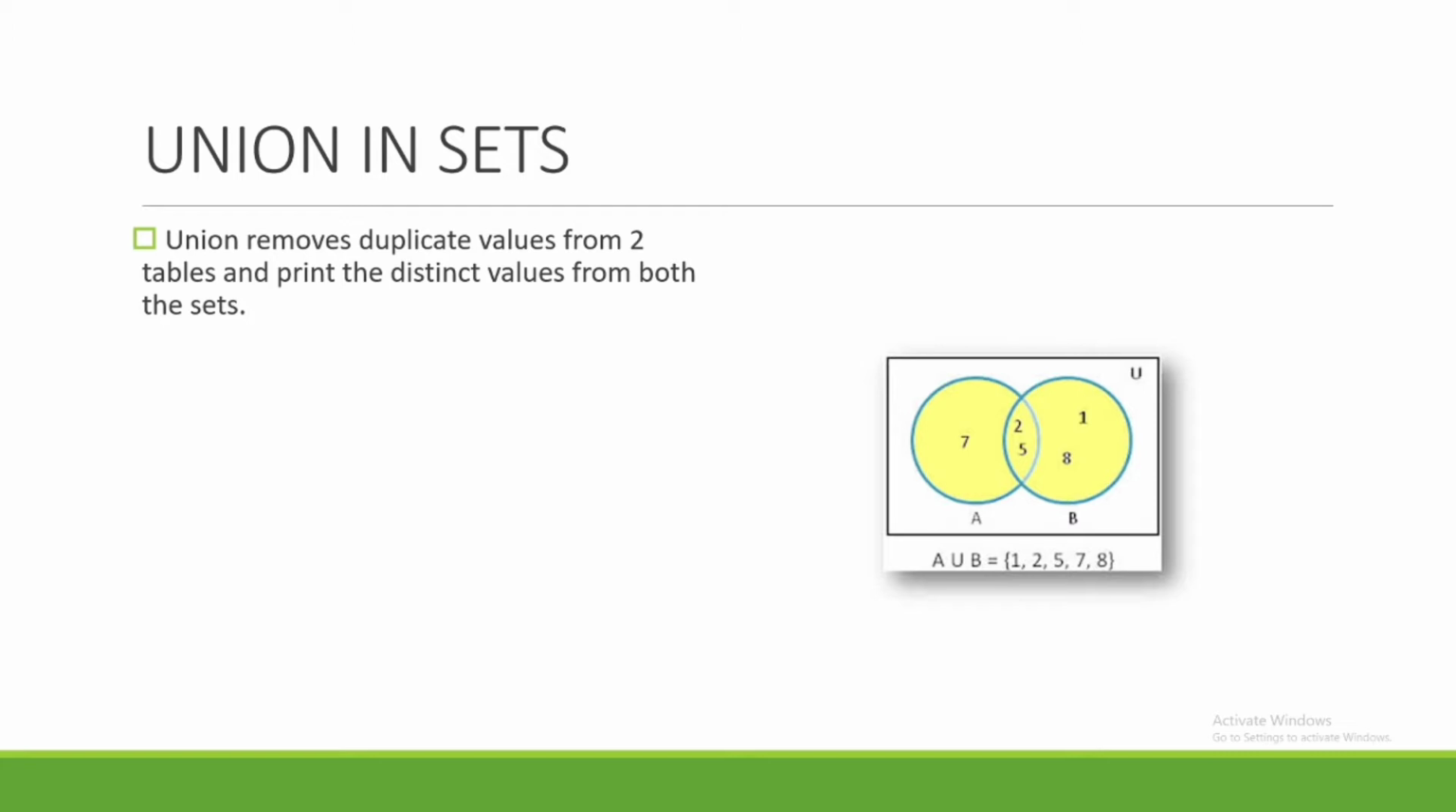So that is the main use case of union, that it removes duplicate values from both the sets and prints all the distinct values from both the sets. If you have two sets and you want only the unique or distinct values present in them, in those scenarios we will use the union. Now we have talked about union in sets. For the same use case, we have the union clause in SQL also.